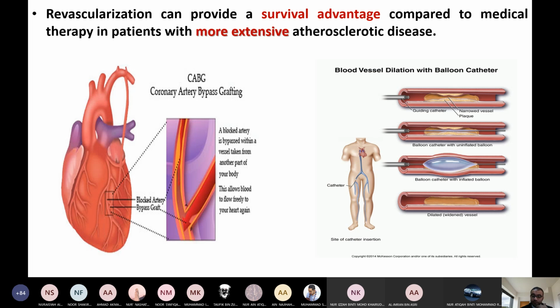Revascularization can provide a survival advantage, of course, and it can be done mainly as coronary artery bypass graft, when the blocked artery is bypassed with a vessel taken from another part of the patient's body. This healthy vessel will replace the blocked one and create a bypass for the blocked artery. This is a major procedure. Unlike the PCI, which is actually a stent or balloon.